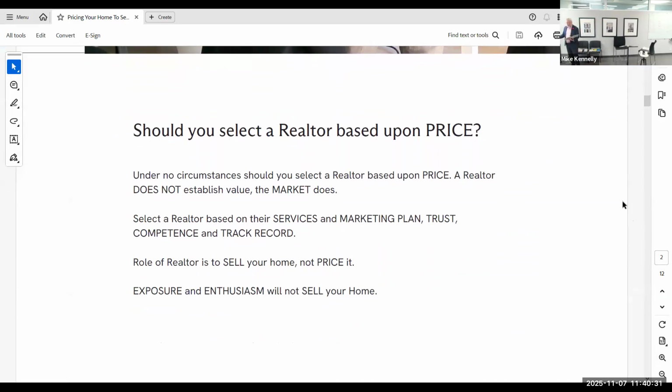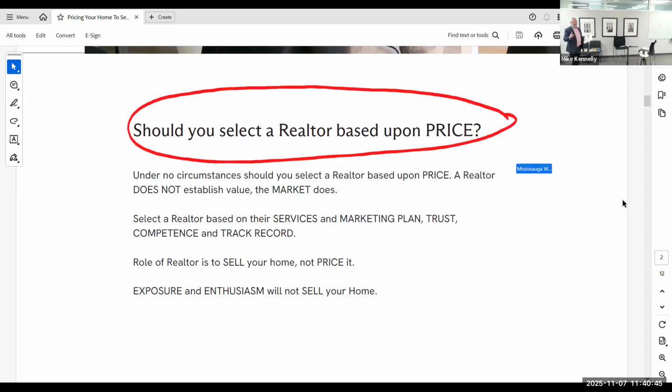Okay, so select your realtor upon price. You saw there's a little graphic there, right? We want to have a discussion about this with our seller. Should you select a realtor based upon price is the big question. And the price we're talking about is the sale price, the list price of your home. So Mr. and Mrs. Seller, do you want to be taking the listing from a realtor that's just saying, yeah, 1.5, when we find out, as we go through this process, that your home's market value is 1.2? Should you go with that realtor that's going to promise you 1.5? I'm going to show you later in this presentation why you shouldn't. Under no circumstances, Mr. and Mrs. Seller, should you do that.